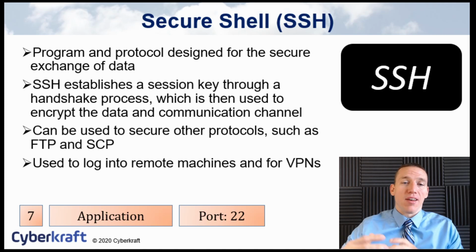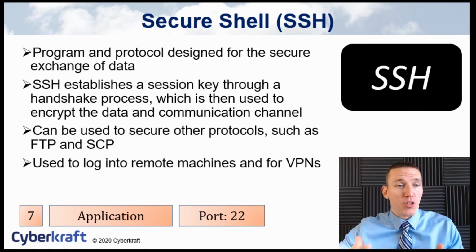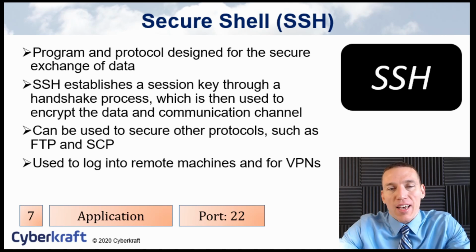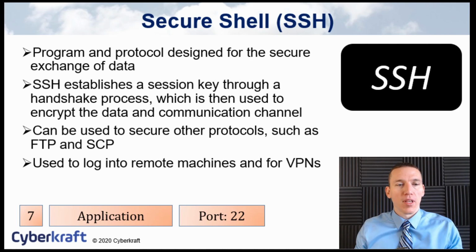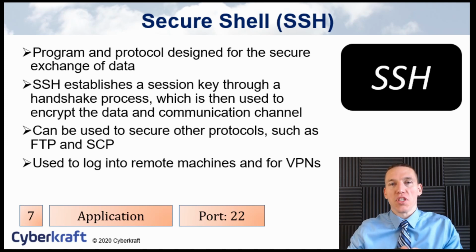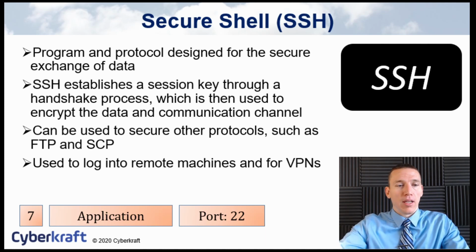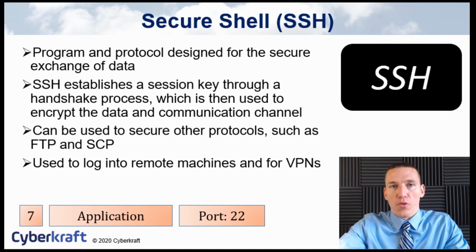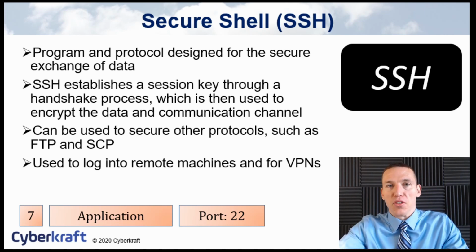Secure Shell is a method of transporting data securely. SSH sessions are basically used for file transfer. SSH works through a handshake process where two devices decide upon what communications channel to use and then how to encrypt the data itself. It can be used to secure traditional file transfer protocols like File Transfer Protocol, FTP. It's often used to log into remote machines, or for remote login, and with VPN. Some VPNs use Secure Shell. Secure Shell operates over layer 7 of the OSI model, the application layer, and port 22.